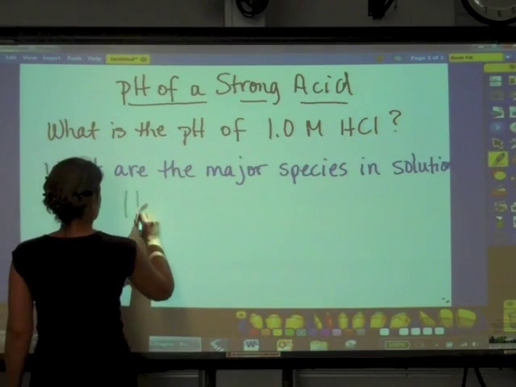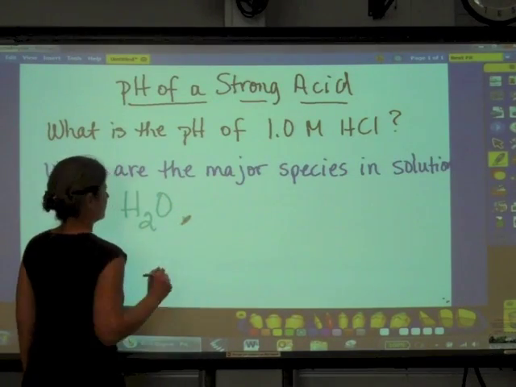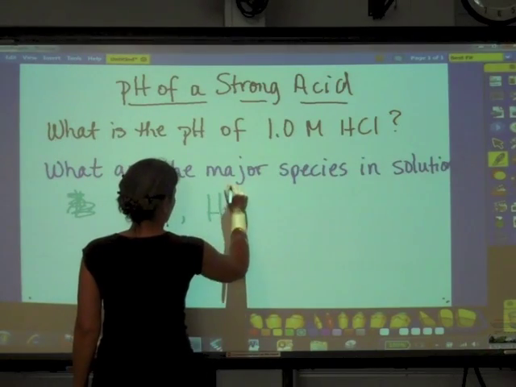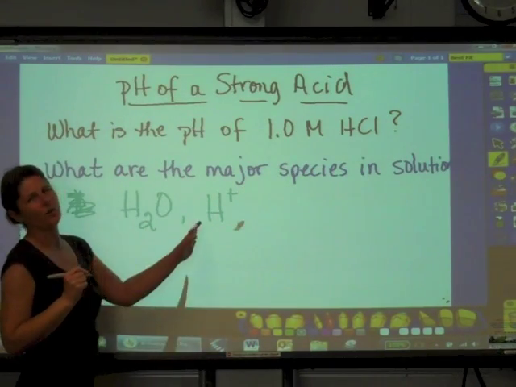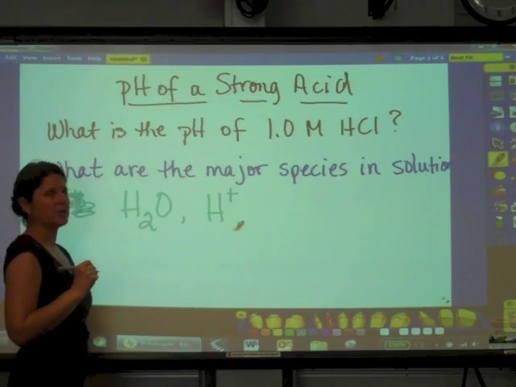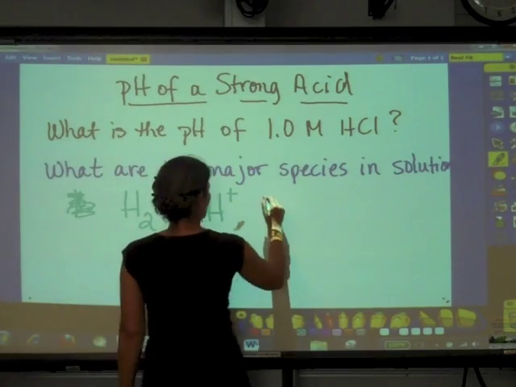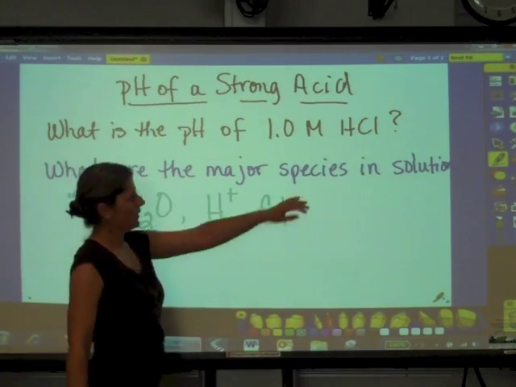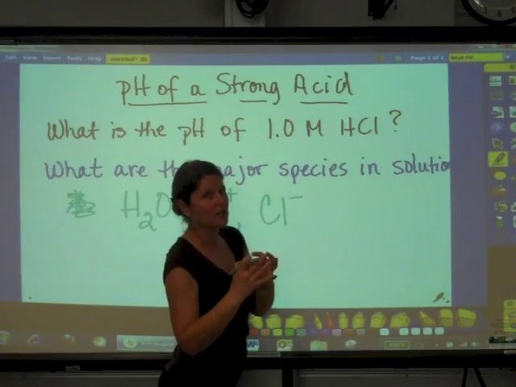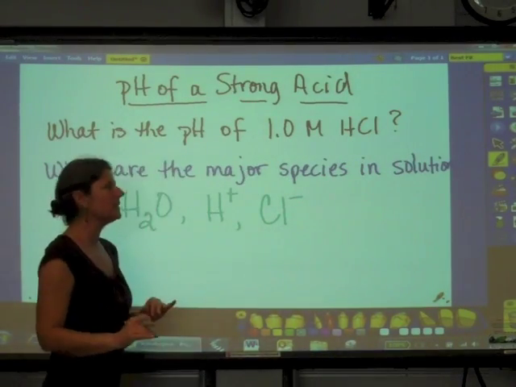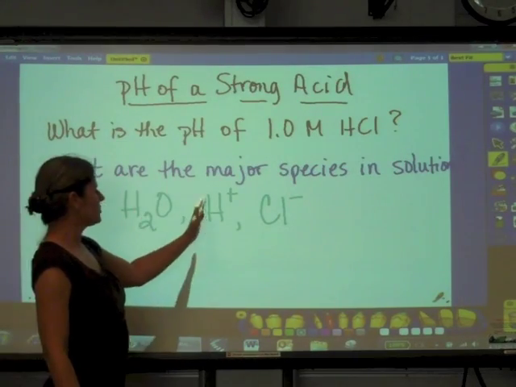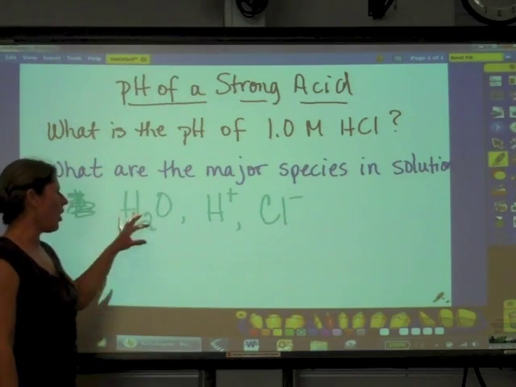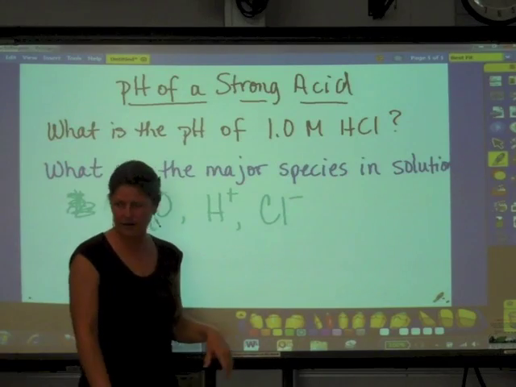Okay, got that. What else do we have in there? We have hydrogen ion. We know it's hydronium. Hydrogen ion. We have chloride ion. Do we have any HCl associated? No. Completely dissociated. 1, 2, 3 components in this solution: water, hydrogen ion, chloride ion.